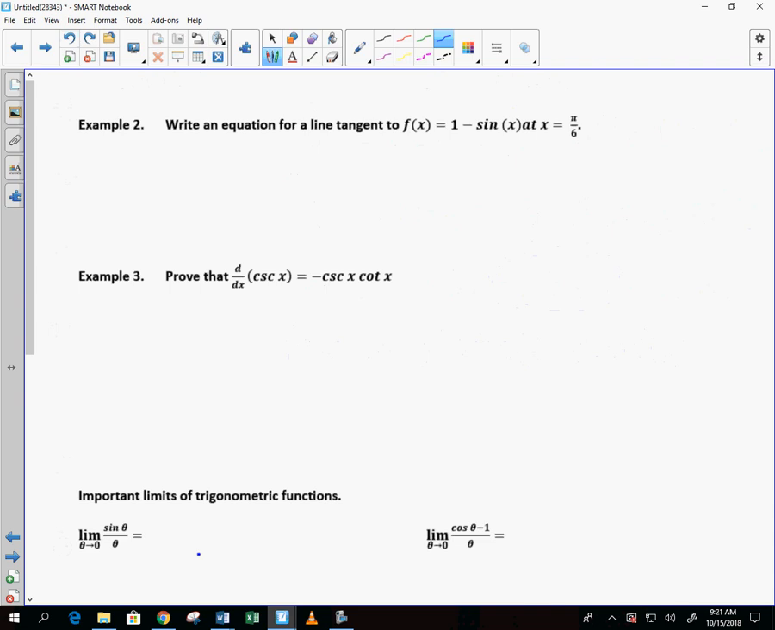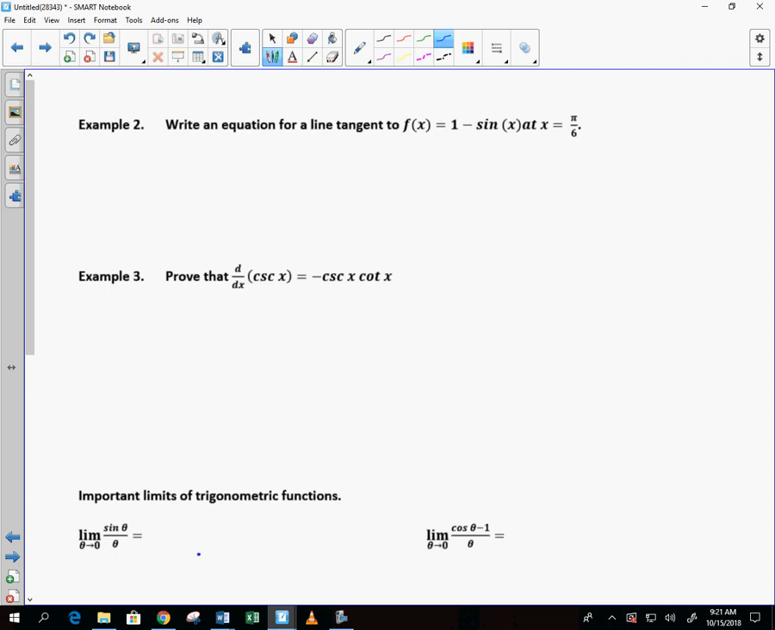All right, let's go to Dylan's favorite problem, okay? And Dylan's favorite problem he just talked about was writing an equation for a line. And the reason why he likes that is because he doesn't have to simplify it, okay? So let's look at this situation. It says, write an equation for a line tangent to f of x is equal to 1 minus the sine of x at x equals pi over 6.